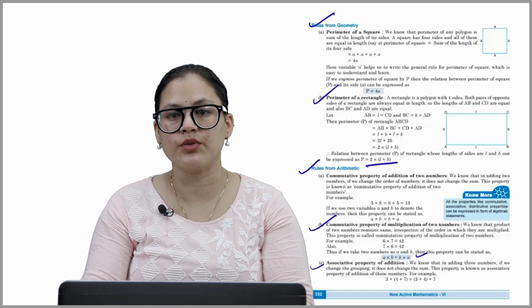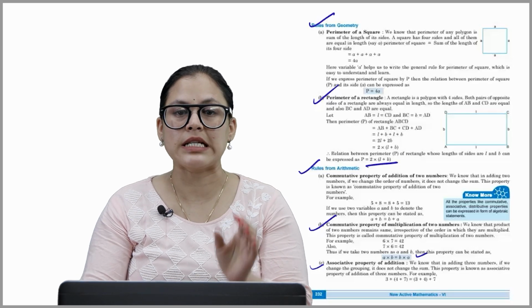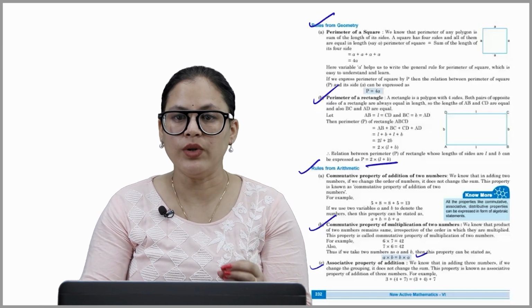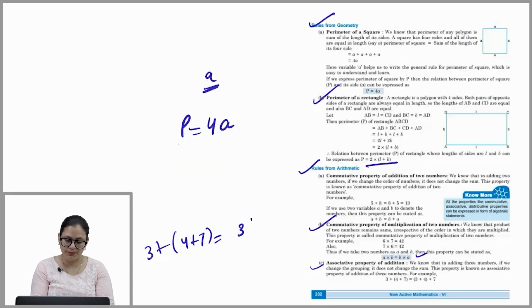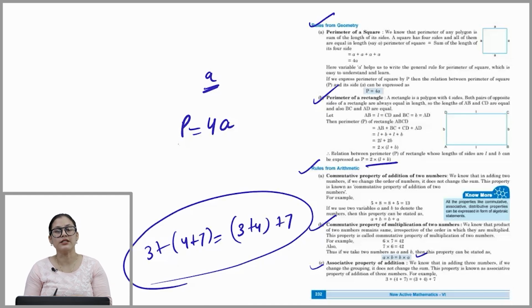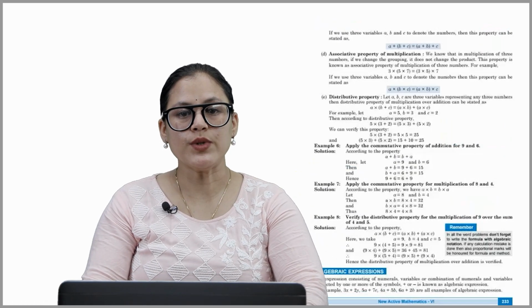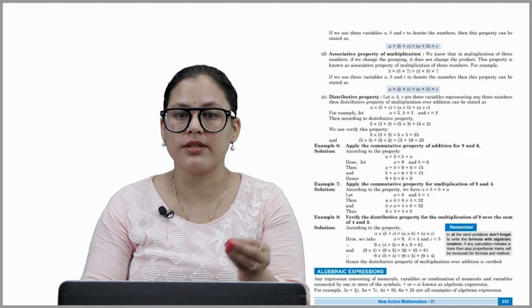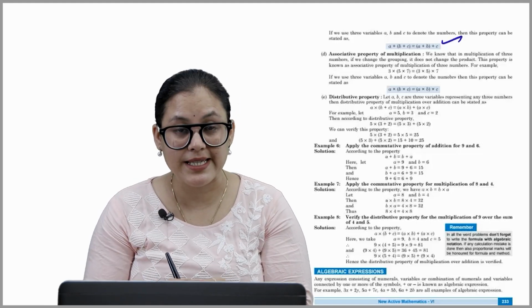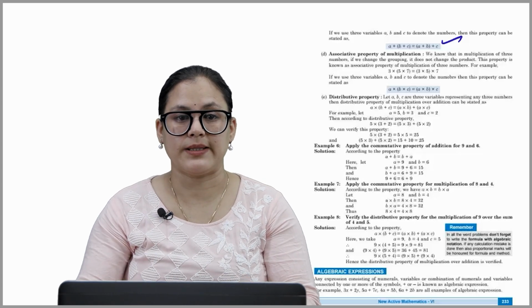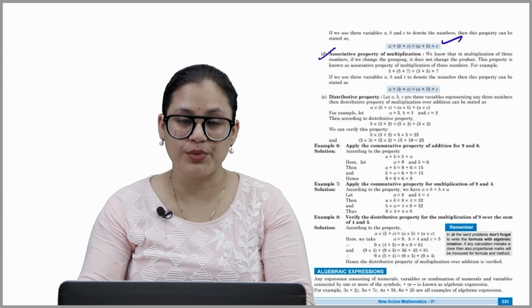We know that in adding three numbers, if we change the grouping, it doesn't change the sum. This property is known as the associative property of addition of three numbers. For example, (3 plus 4) plus 7 is equal to 3 plus (4 plus 7). You have studied and learned these properties in your earlier classes also. If we use three variables A, B and C to denote the numbers, then this property can be stated like this: A plus (B plus C) is equal to (A plus B) plus C. Now D, associative property of multiplication.